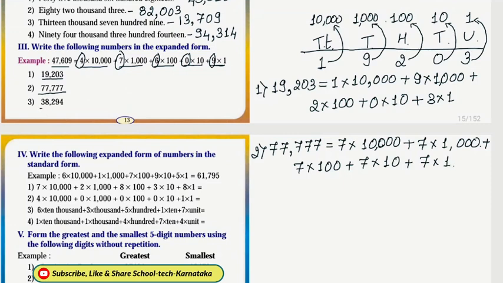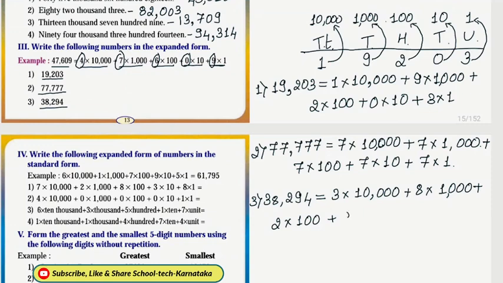And similarly for our third exercise, the third number we have here is 38,294. How do we write it in expanded form? 3 into 10,000 plus 8 into 1000 plus 2 into 100 plus 9 into 10 plus 4 into 1. So this is how we write the given numbers in expanded form.